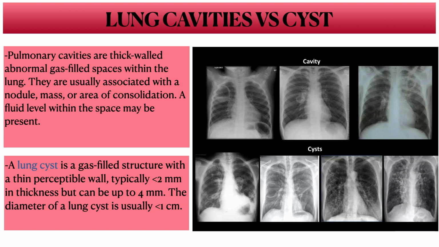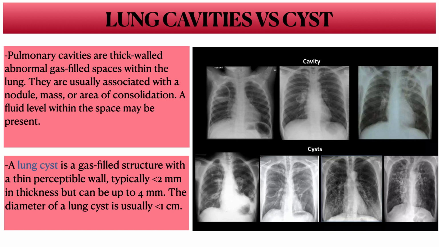And the lung cyst is a gas-filled structure with a thin perceptible wall, typically under 2 millimeters in thickness, but it can be up to 4 millimeters. And the diameter of the lung cyst is usually under 1 centimeter.